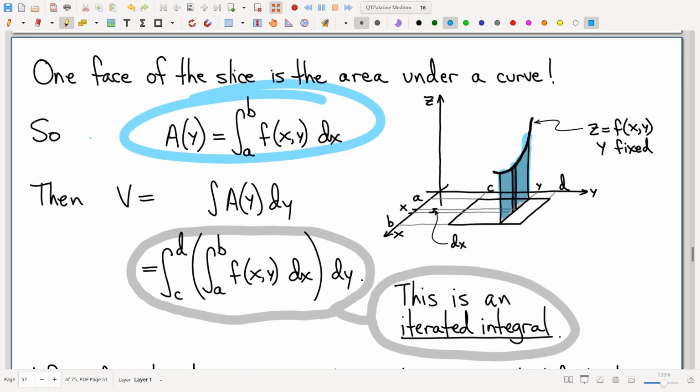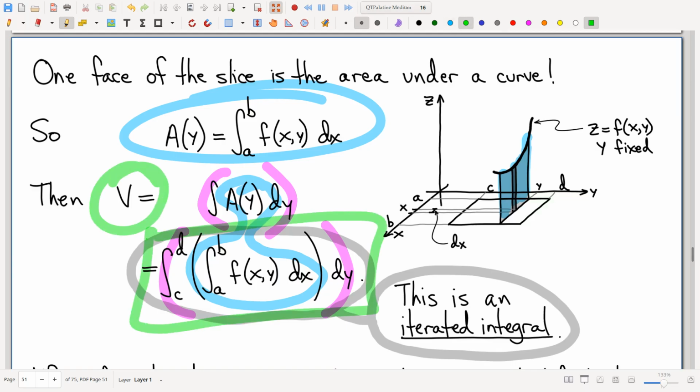You may remember this idea of partial graphs from when we were talking about partial derivatives. So that is an integral. So the big picture is you do an integral of cross-sectional area. The area is a different integral. And altogether then, the volume is an integral of an integral. This is called an iterated integral.